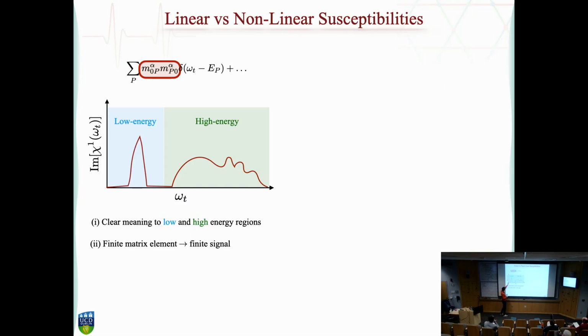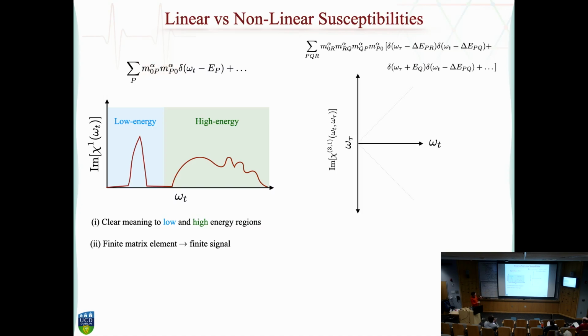So you start here, over here, you go along to increasing energies, and every time you have a matrix element, you get a little peak, or a little feature, with an intensity that's proportional to the matrix element. So super trivial, okay? So what about the nonlinear susceptibilities?